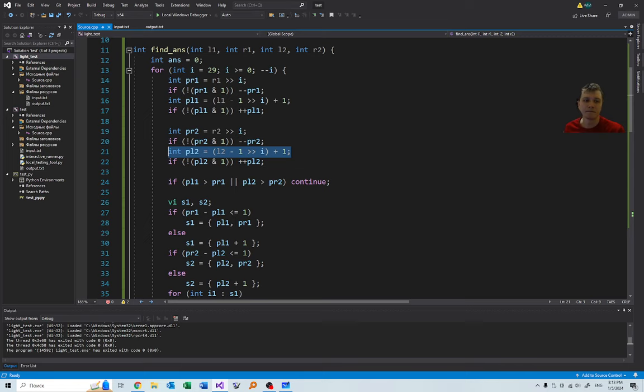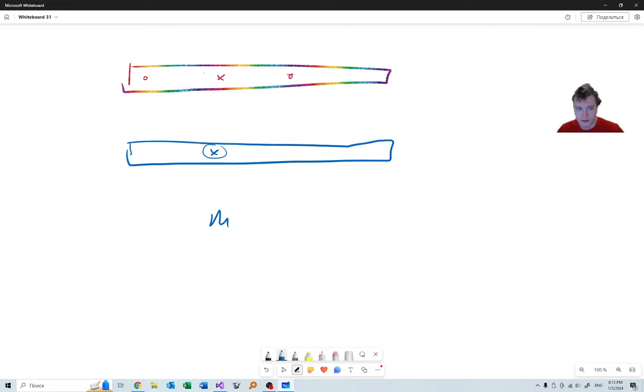So, I want to find the minimum number which is at least L and which is divisible by this power of 2. So min k such that k is at least L and k is divisible by 2 to the power of i. So this is L, this is 2 to the power of i. I would like to divide L by 2 to the i. So in this way, I will find this number.